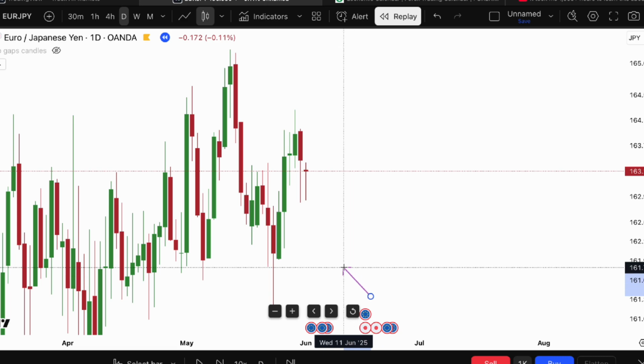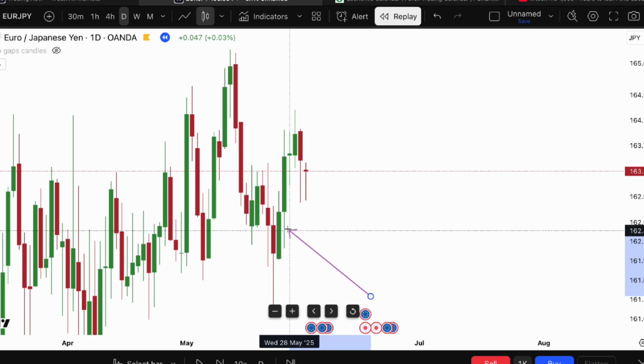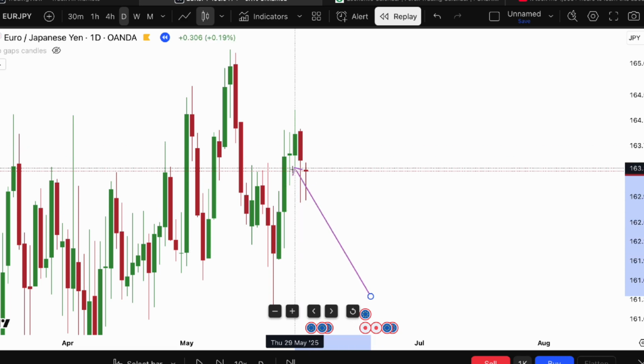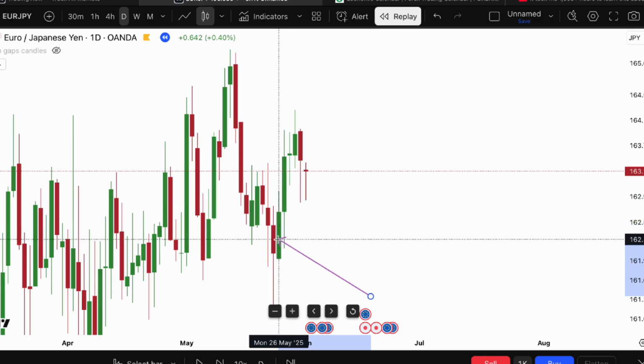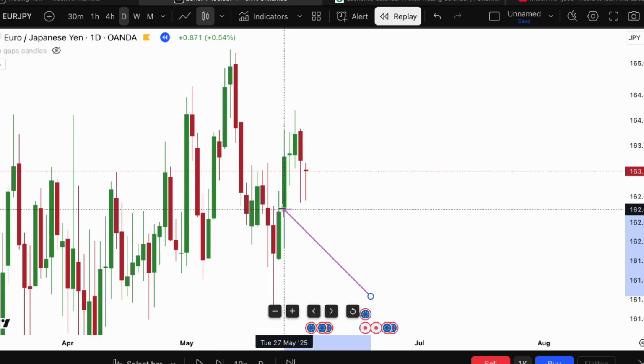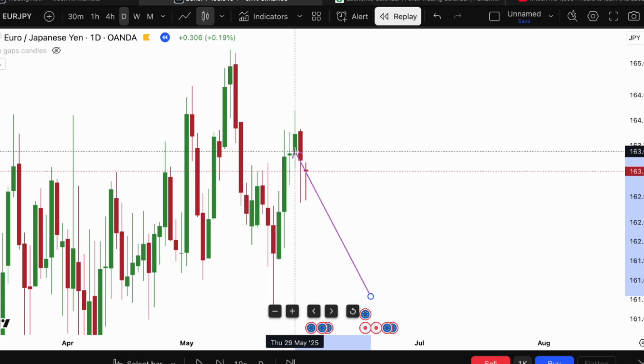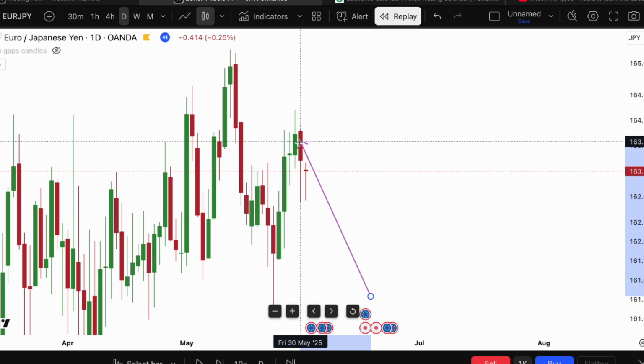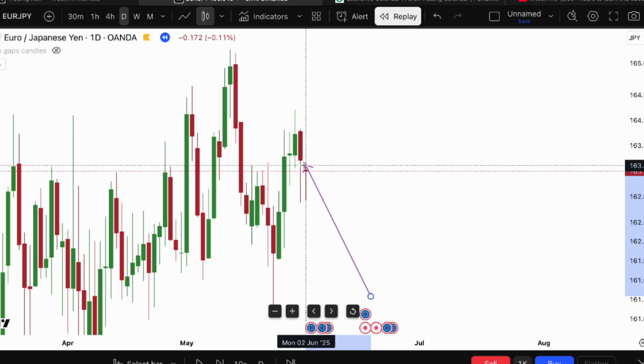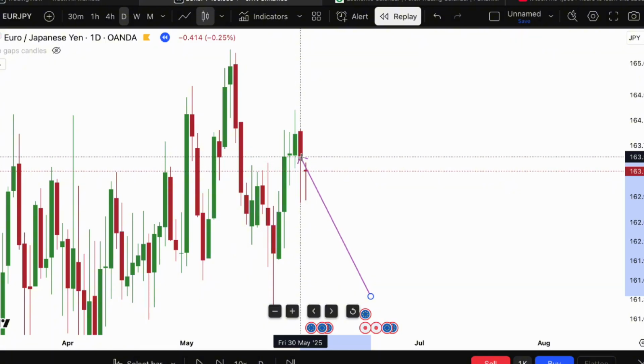Next, we need to identify our impulse, and this is going to be our impulse right here. The rule to the impulse is it should be all one color. You can clearly see our impulse right here is all green candles, followed by a retracement of at least two daily candles, and all the candles within the retracement need to be all one color.